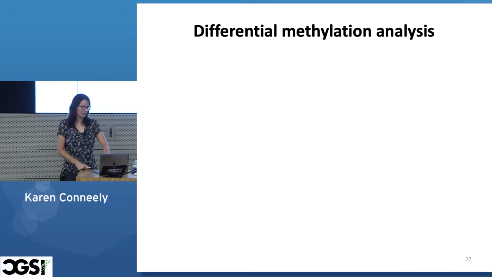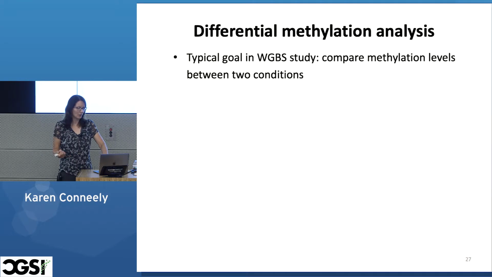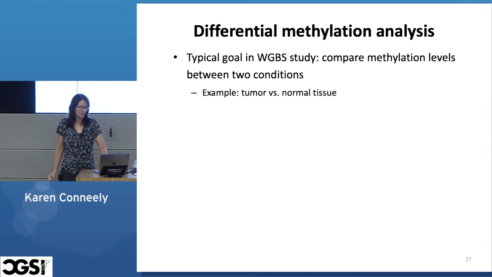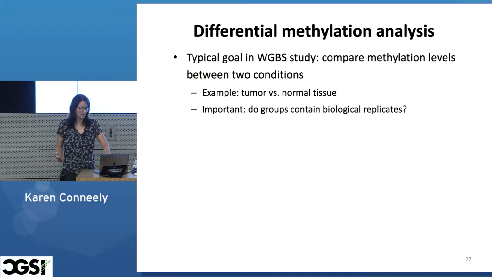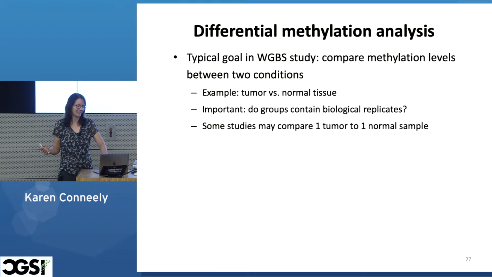Usually the goal of many of these studies is to do a differential methylation analysis. The typical goal of a study would be to compare methylation levels between 2 conditions. It could be between 2 groups of experimental animals that receive different treatments. It could be between adjacent tumor and normal tissue in human samples. This is a very common study design. And an important question is whether the groups contain biological replicates. By biological replicates, I mean more than just one in each condition.